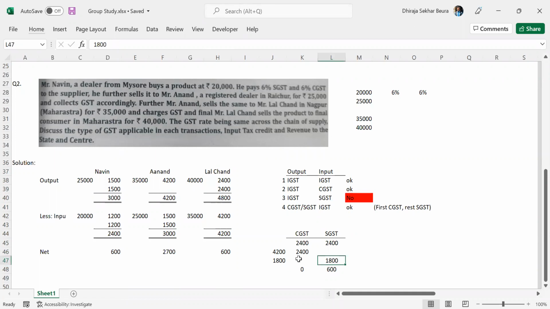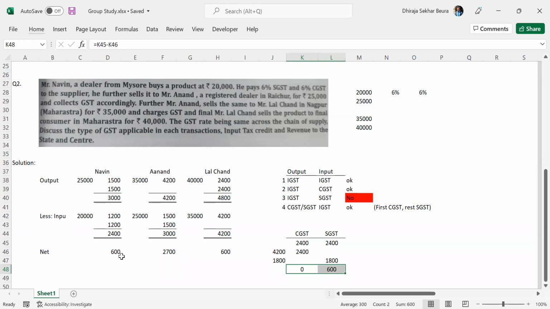Okay. So as I was saying, CGST, SGST for Mr. Lalchand, the final liability is 600, which is SGST only. So what we have done in this question as of now, we have not read the requirement statement yet. The requirement statement is the GST rate being same across the chain of supply. Discuss the type of GST applicable in each transaction, input tax credit and revenue to the state and center.